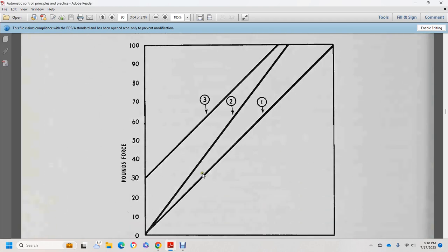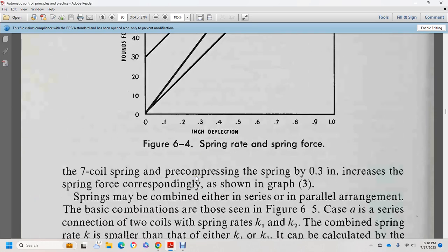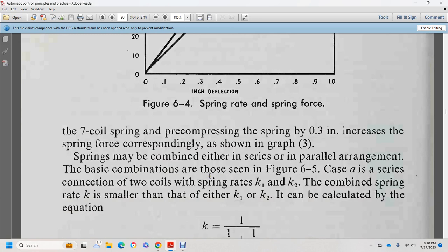Pounds of force 1, 2, and 3, from 0 to 100, and deflection in tenths of an inch, give the spring rate. With 7 coils, a 3/10 of an inch increase in deflection corresponds to the spring force shown in figure 3. Springs can be combined either in series or in a parallel arrangement.